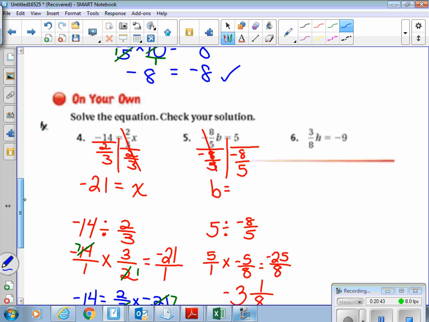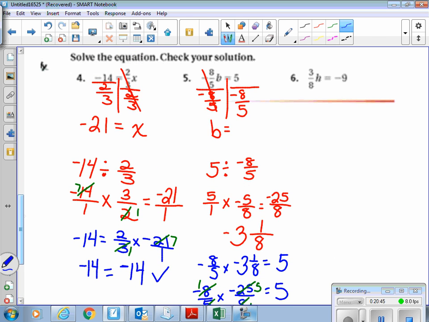And then in the last one, you've got 3/8 times h equals negative 9. We're multiplying by 3/8, so to undo that, using an inverse operation, we're going to divide both sides by 3/8. 3/8 divided by 3/8, anything divided by itself is 1. 1h can simply be written as h. What I do to one side, I must do to the other, so I've got negative 9 divided by 3/8 on the other side. I'll come down here and do that.